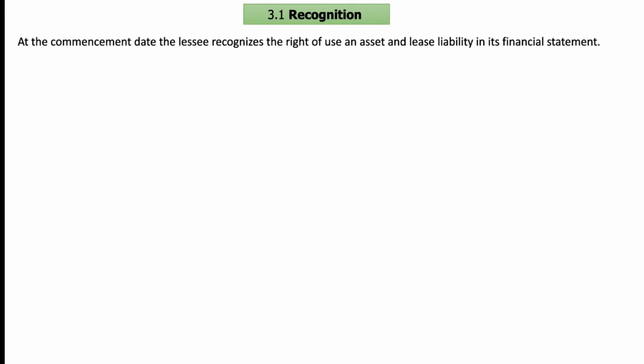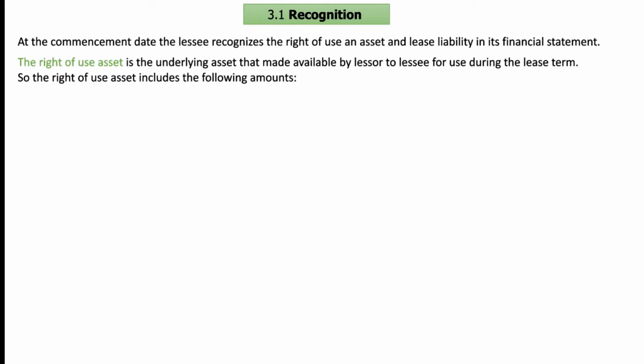The first thing we are going to look at is the recognition, how the lessee recognizes its lease contract. At the commencement date, the lessee recognizes the right-of-use asset and the lease liability in its financial statements. So when the contract starts, at the commencement date, the lessee should recognize the right-of-use asset, which is the underlying asset, and the lease liability.